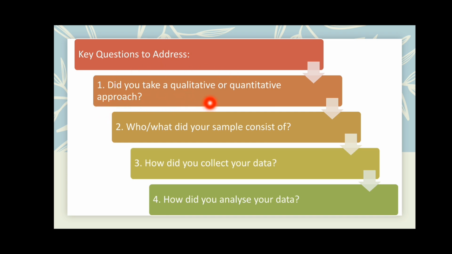Did you take a qualitative or quantitative approach? So you can write in the research methodology that this study adopted a qualitative or a quantitative or a mixed approach. And who or what did your sample consist of? It might be qualitative or it might be quantitative. You have to mention your population, and out of the population, what were the samples that you analyzed. So this is also part of your research design and methodology.